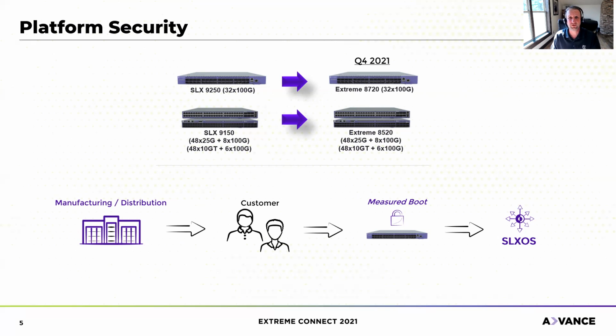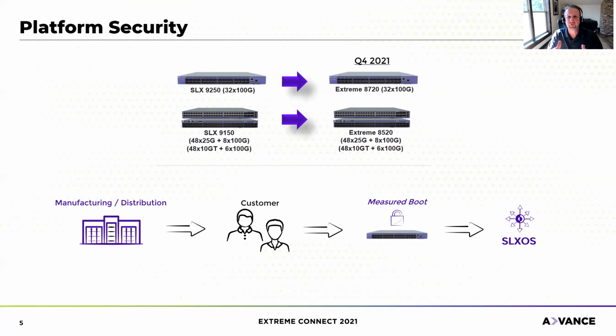When we talk about trusted delivery, it's the assurance that when a switch leaves manufacturing, goes through distribution, and arrives at your site, we know that it is fully integrity capable. We don't have to worry that it's been tampered with, or that anything has been added to it. The next step is that we go through a measured boot process. So we validate that everything is what it should be from a security perspective. Everything looks good, and then we actually boot the OS.